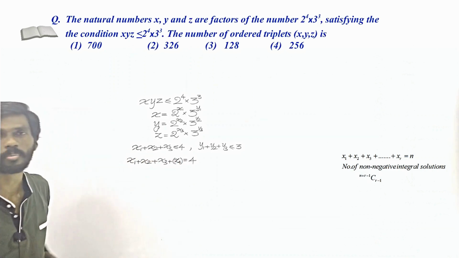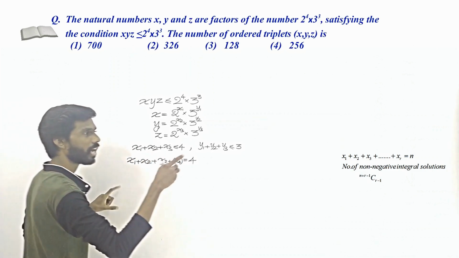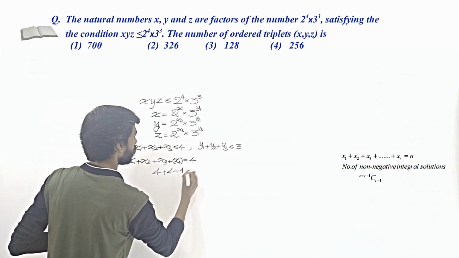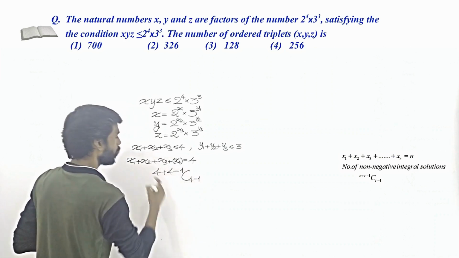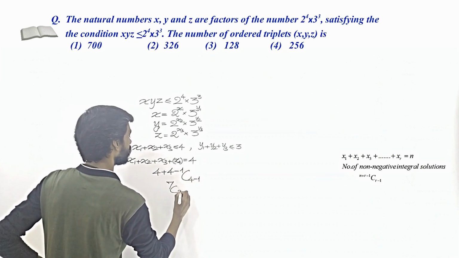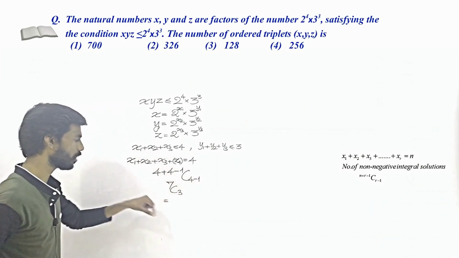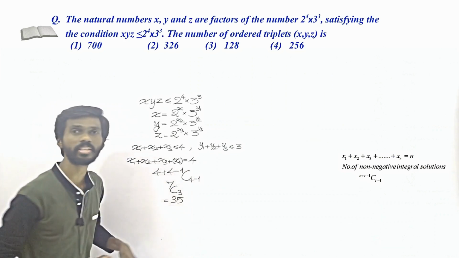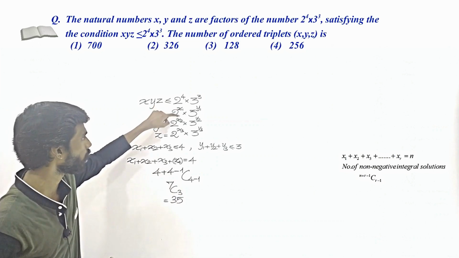Now we can use that formula to find the number of solutions. n plus r minus 1 c r minus 1. That means 4 plus 4 minus 1 c 4 minus 1. So this is 7c3, so 7c3 value is 5 times 7, so this is 35. So 35 is the number of ways we can give values to x1, x2, x3.